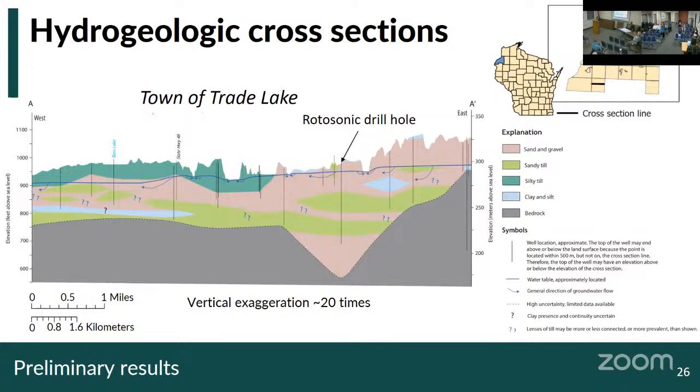Elmo showed you this one of Trade Lake, so I'm not going to spend a lot of time on this one, but I just want to point out, because we're going to be zooming into Trade Lake again later to look at susceptibility, the presence here of this siltier till or more clay-rich till, this was the gray till that Elmo showed you. This is going to provide some protection of the aquifer below it, because we know that water flows slower through more clay-rich sediments, right? That's going to differ from the eastern part of Trade Lake over here.